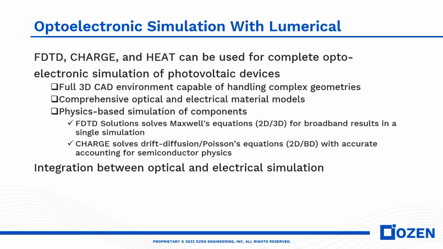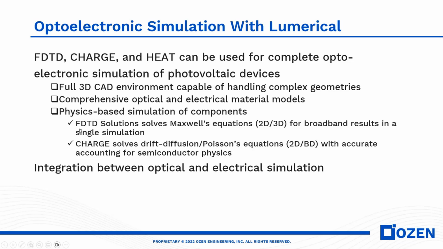So for the solar cell, we need FDTD, charge, and heat. Lumerical is a 3D CAD environment capable of handling complex geometry. You can create nanostructures, grating structures, a structure with gold, plasmonic structures. You can insert experimental material or define numerical library material, which has optical and electrical characteristics.